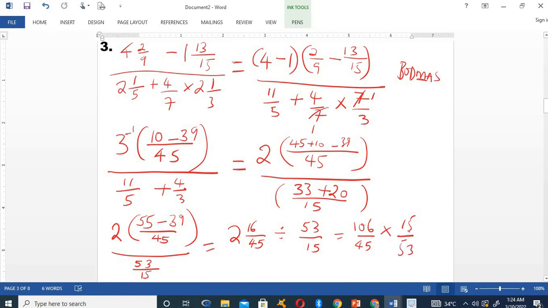Okay, this to itself is 1. This divided by 15 is 3. Okay, 53 to itself is 1 into 106 is 2. So we have remaining 2 over 3. And that is your final answer.